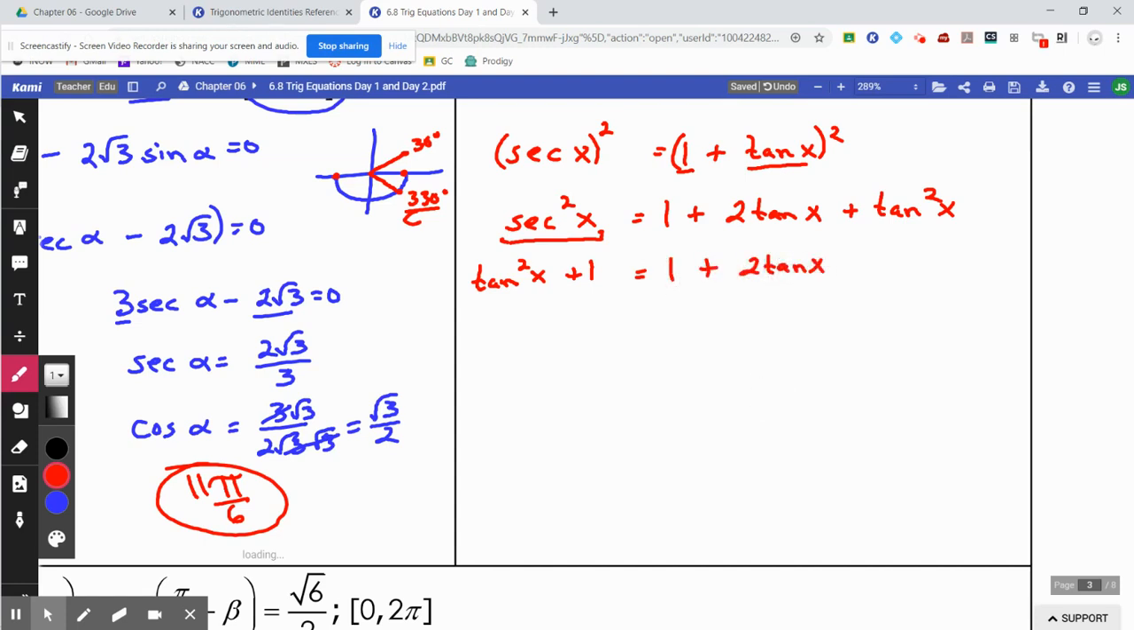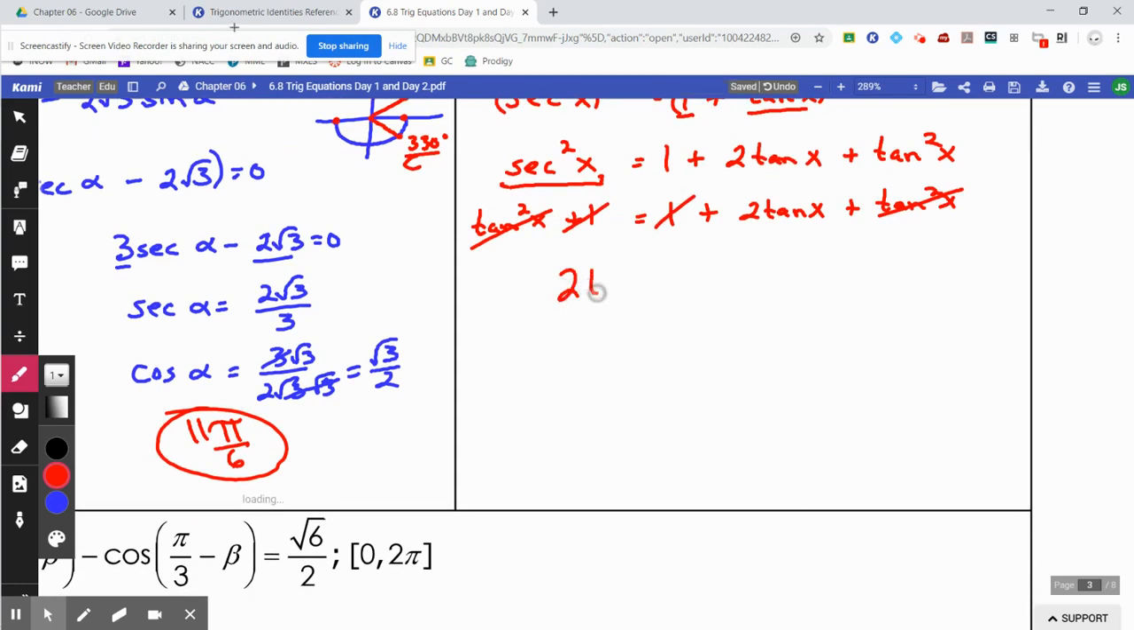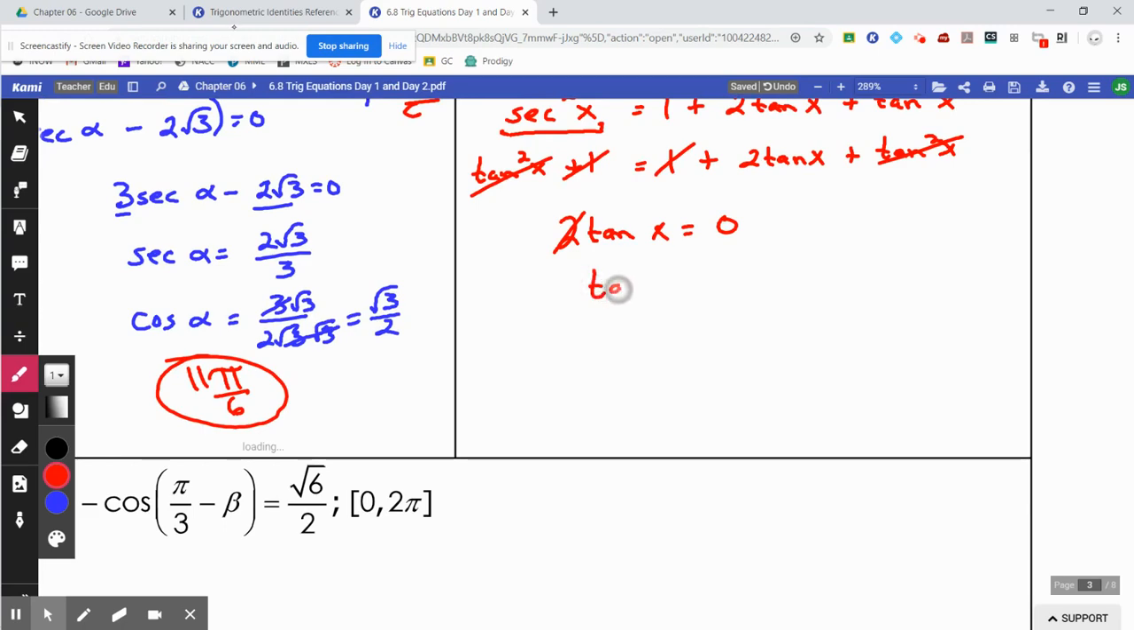So let's move all the stuff to the same side. When you move tan squared, they actually cancel each other out. That's nice. When you move the plus 1, they cancel each other out. So you're left with 2 tangent x, and that's it. Equals nothing. Divide by 2, and that's gone. So you're pretty much simply looking for where does the tangent of x equal 0.